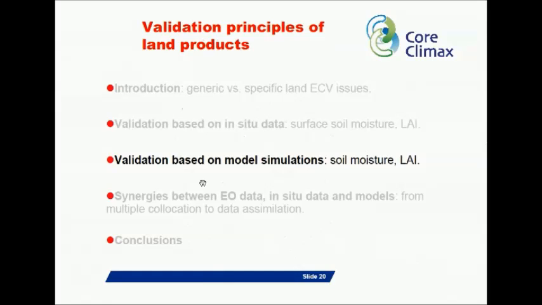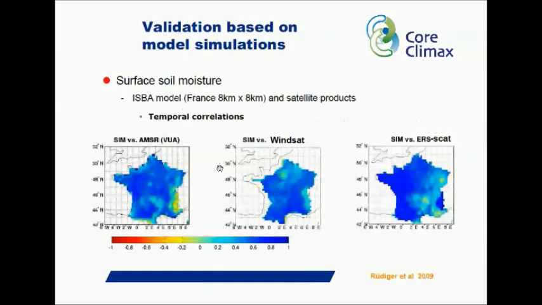This was for in situ data. As I said, in situ data are limited in space and time, so it's also interesting to use model simulations driven by atmospheric reanalysis. First example regarding surface soil moisture: in this case, we use the ISBA model over France at a spatial resolution of 8 kilometers, and we compute temporal correlations with a number of products. From left to right, you can see the AMSR-E product, then the WindSat product, and the ERS-SCAT product, and you can see correlation maps.